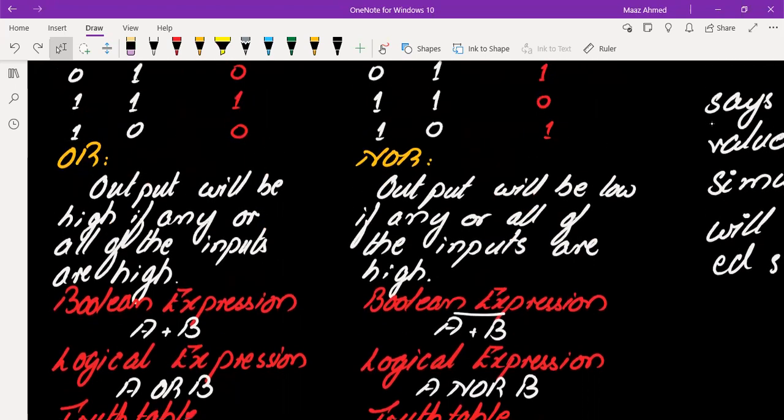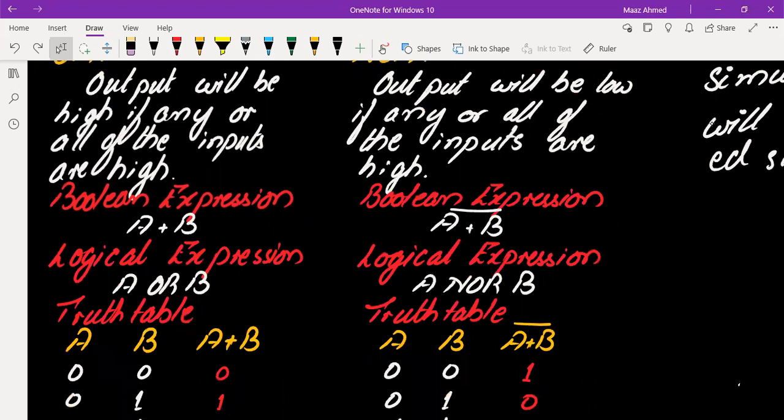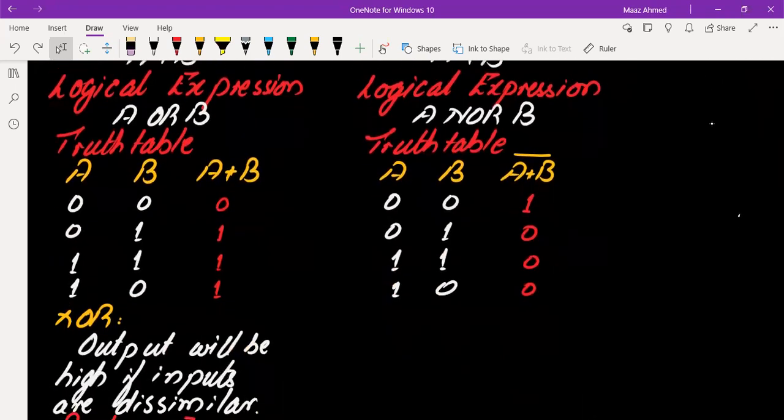The NOR gate says output will be low if any or all of the inputs are high. Just a reverse of it. So in this, we may see that only for 0, 0, it's a 1, otherwise it's a 0.